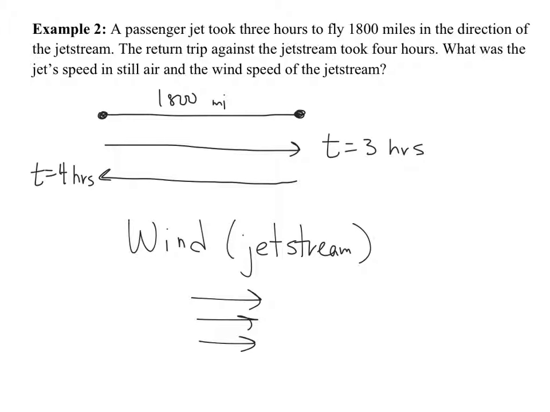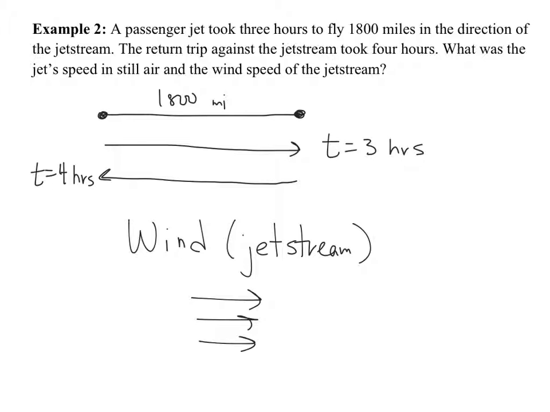Anybody have an idea of an answer? Want to check? You're correct. This is good. R is something of two variables. There are two variables: the speed of the jet and the speed of the wind. Those are two variables.